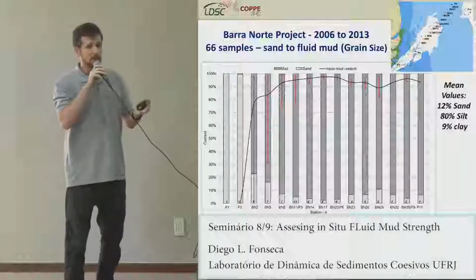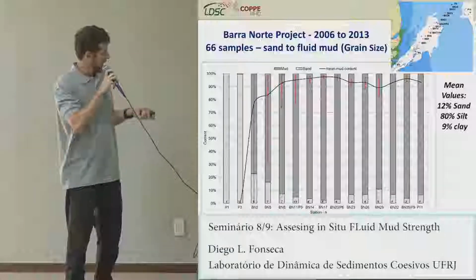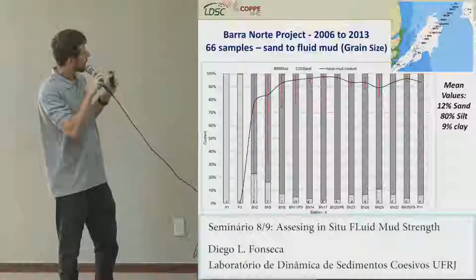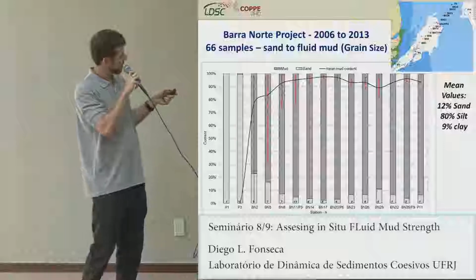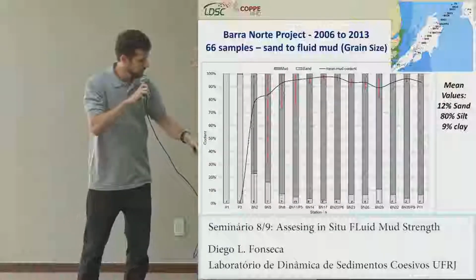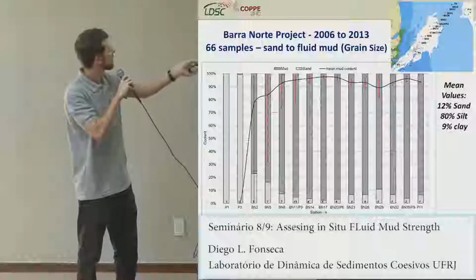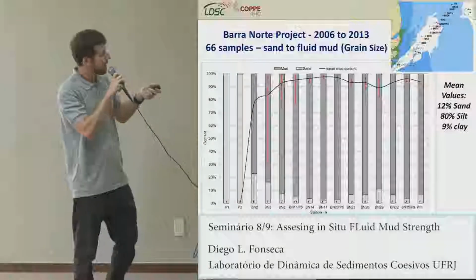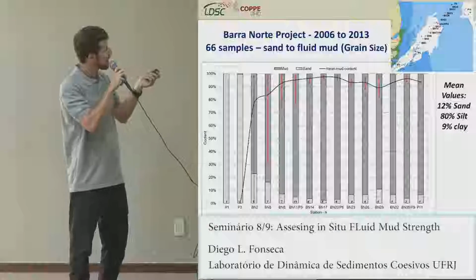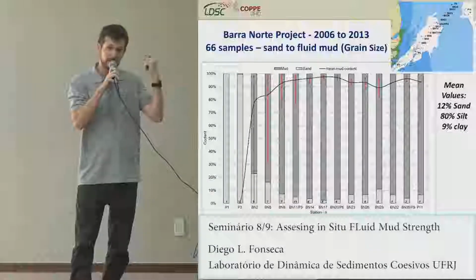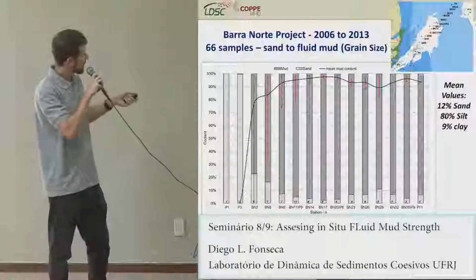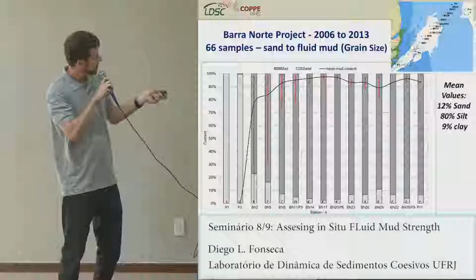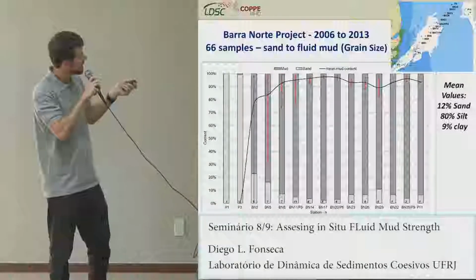And here, talking about grain size before rheology. For the Amazon first, we can see all of those samples over there. Because we have samples from 2006 until 4 years ago, you have many samples for different locations along this region.